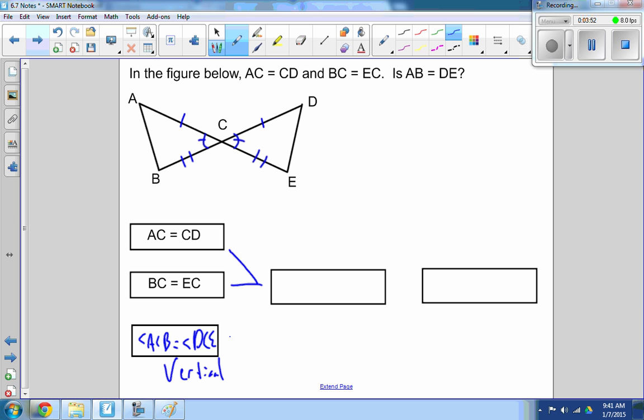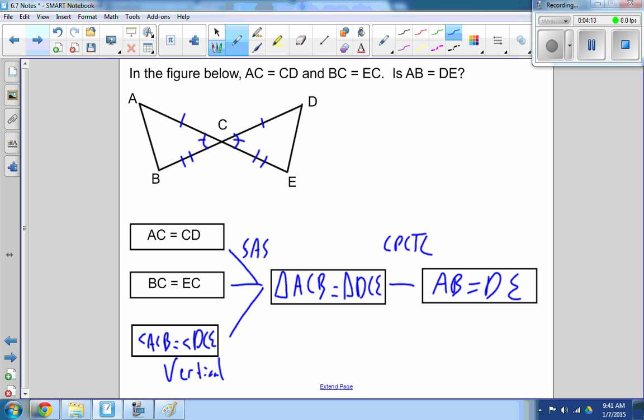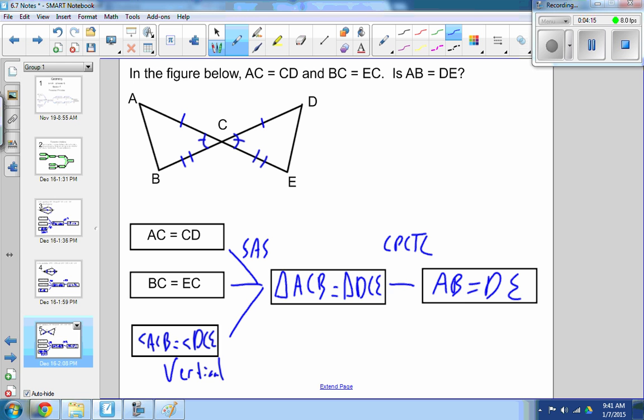So all three of these give us triangle ACB is equal to triangle DCE. And so that's side, angle, side. And then corresponding parts of congruent triangles are congruent. That tells us AB is equal to DE. And that is the end of our lesson.